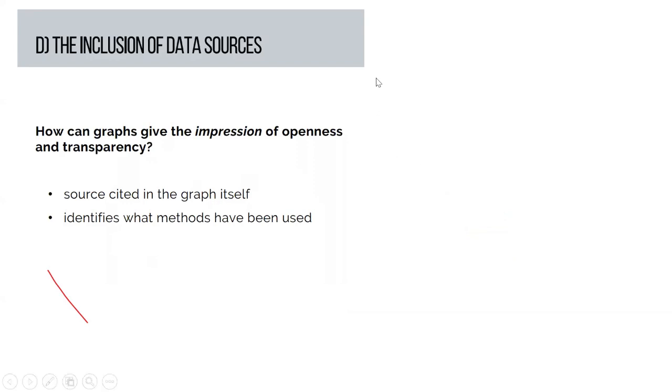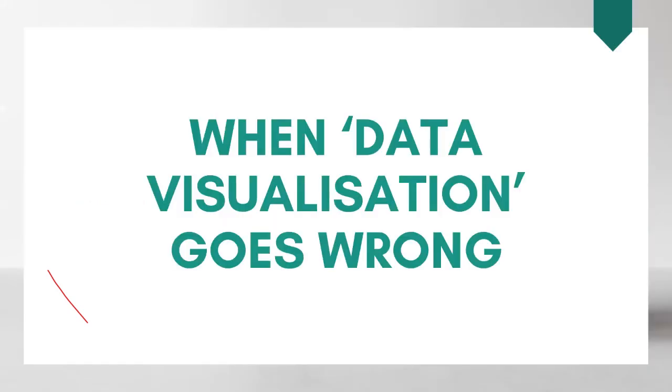Then let's take a look at the inclusion of data sources. So graphs give the impression of being open and transparent. When we cite or we source information that was in the graphs, that identifies what methods have been used. For us to believe a visual, we want to see evidence of its heritage, of its origin. There's a technically correct provenance. We want to see its provenance throughout, from data collection until data presentation.